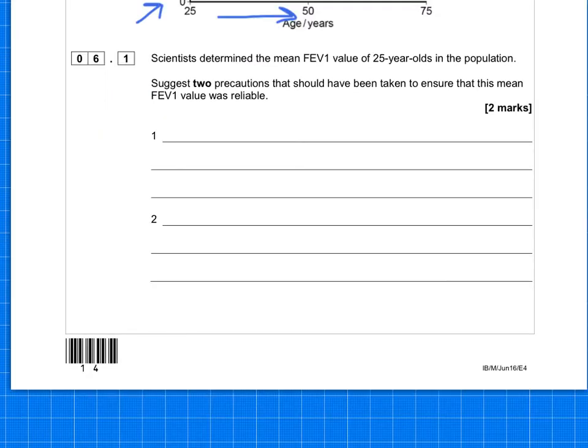Question 6.1 says they determined the mean FEV1 for 25-year-olds, and asks you to suggest 2 precautions that should have been taken to ensure that this mean value was reliable. So this is related to scientific methodology. How did they make it reliable?